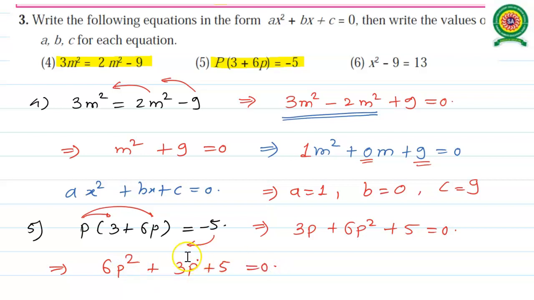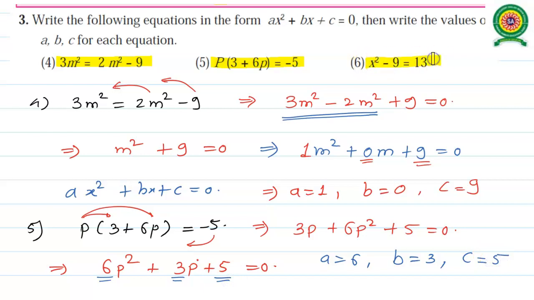Now let's compare it with ax square plus bx plus c equals 0. In general we have the variable x, now we have the variable p. So a becomes the coefficient of p square, that is 6. b becomes the coefficient of p, that is 3, so I am writing b equals 3, and c becomes the constant, that is 5.